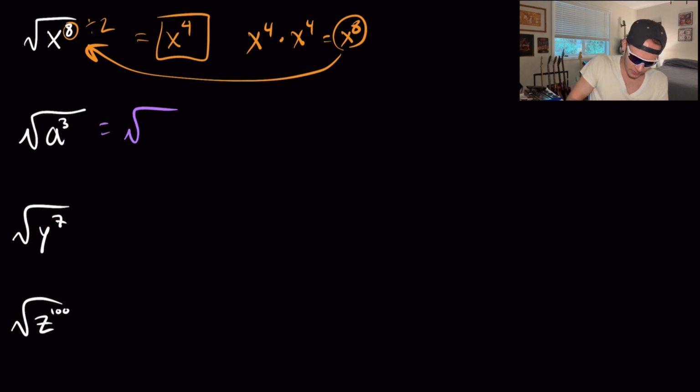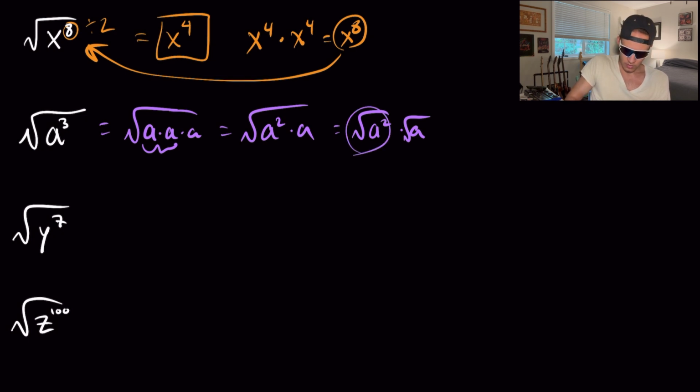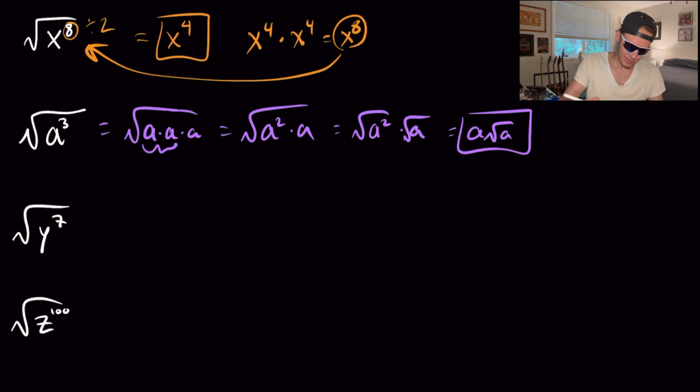So what if I did this? What if I rewrote a cubed as a times a times a? And then what if I rewrote that by multiplying those first two terms? I'd have a squared times a, or the square root of a squared times a. Since I'm multiplying these two terms, I can give them their own square root. So I'll have the square root of a squared times the square root of a. Square root of a squared is just a. And the square root of a, we can't simplify that any further, so we'll just leave that be, and that is going to be our answer. So now doing it the shortcut way, just divide by 2, right?